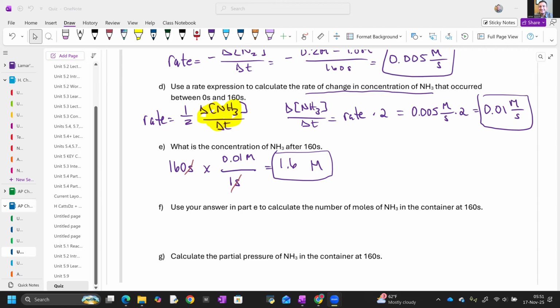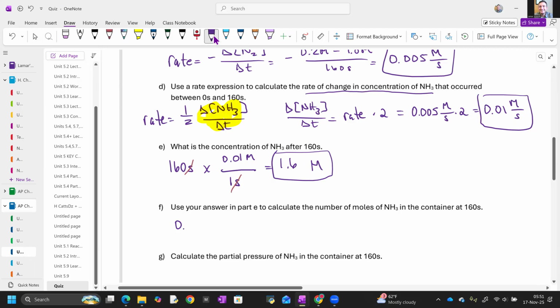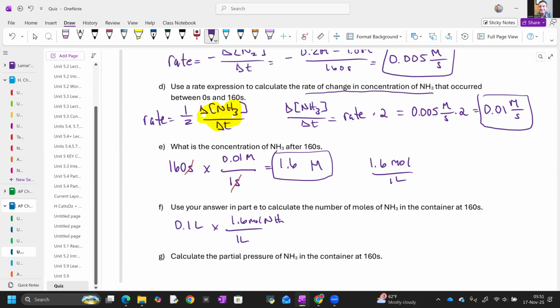So what we're going to do then is use the concentration to solve for the number of moles. So we know the volume of the container is 0.1 liter, and we know that in molarity, what this expression actually means is 1.6 moles for every 1 liter. So we know that 1 liter is equal to 1.6 moles of NH3, if we want to be very specific. And so we take that and we get 0.16 moles of NH3. All right, and that's all there is to that.